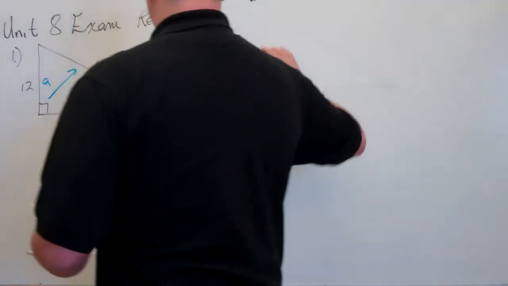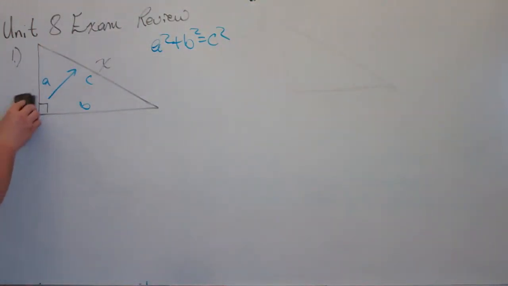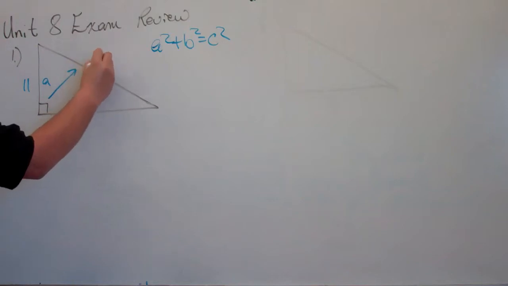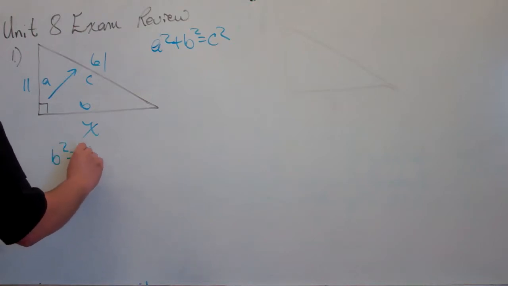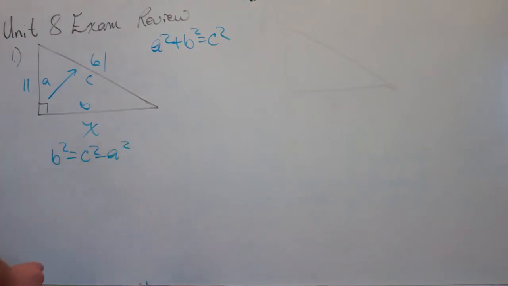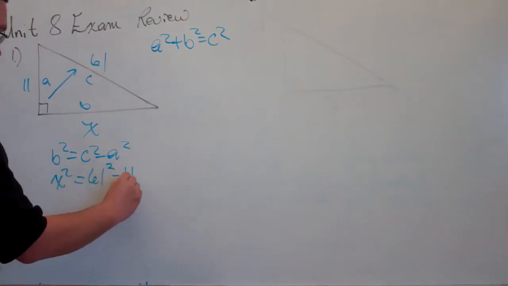Number 3, we're also going to be using the Pythagorean Theorem for. I'm going to use this triangle, even though number 3 is turned around. This is 11, this is 61, and we're finding x. All right, so we're going to do b squared equals c squared minus a squared. So x squared equals 61 squared minus 11 squared.